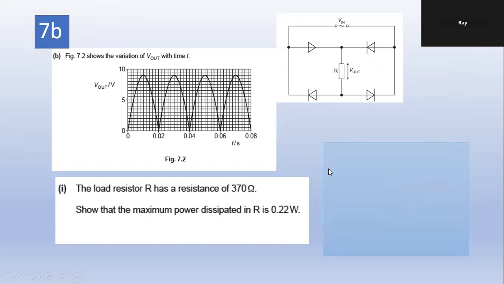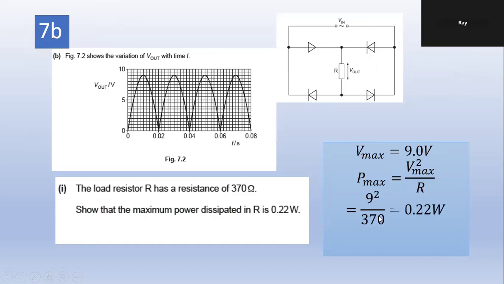The V naught squared over R. 9 squared over 370. Okay, first read the maximum voltage, which is 9 volt here. Then find your Pmax, maximum power, V squared over R, right? 9 squared over 370, because you want maximum power dissipated. That's all you need to do. Calculate it out.